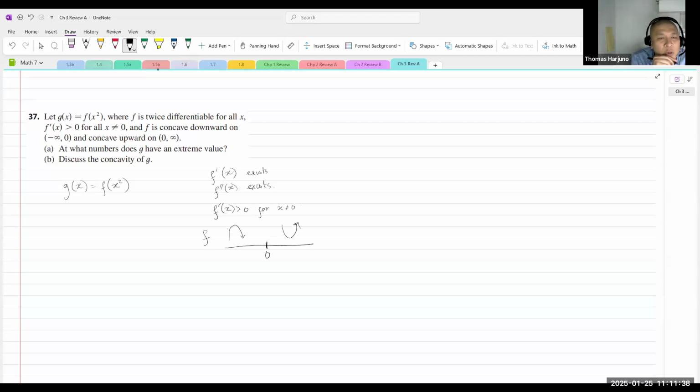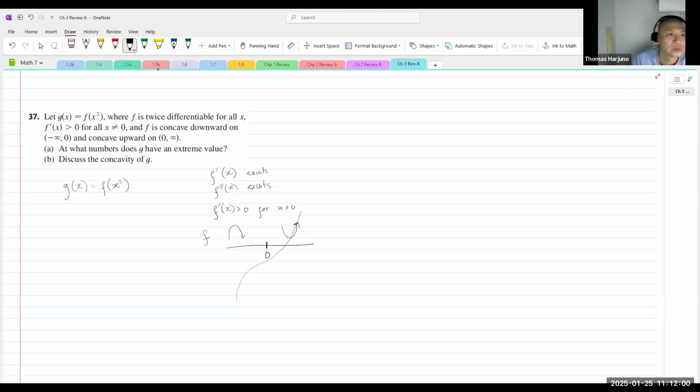The slope is always positive, concave down here and then concave up. So it seems to be like that, huh? Okay. For what numbers does g have extreme value?